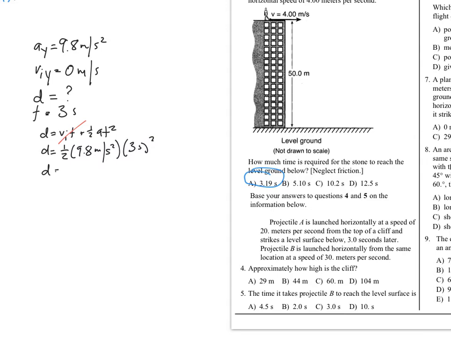And the distance you should get is 44 meters. Choice B. Now we're going to see how much time it takes for projectile B to reach the same surface. And regardless of their horizontal speeds, they should reach the ground at the same exact time because they're falling from the same exact height. So the answer for this is choice C, 3 seconds.